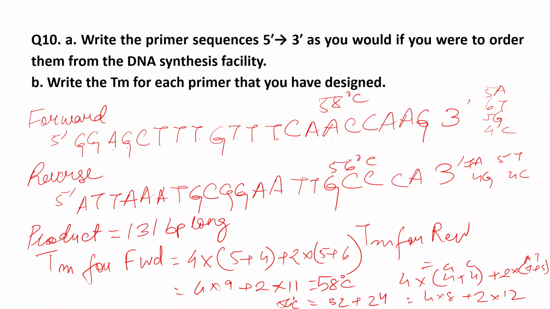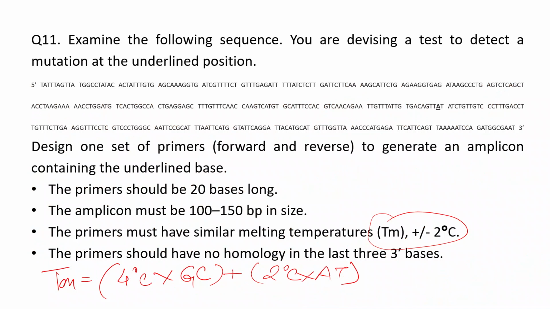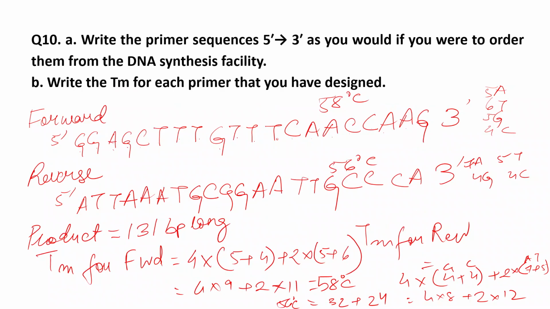Okay. Then you can also calculate G plus C percentage and stuff like that. It's basically the number of G plus C divided by the total number of nucleotides into 100. So here, if you want to calculate G plus C percentage, how to do it? Can you calculate for the first one?